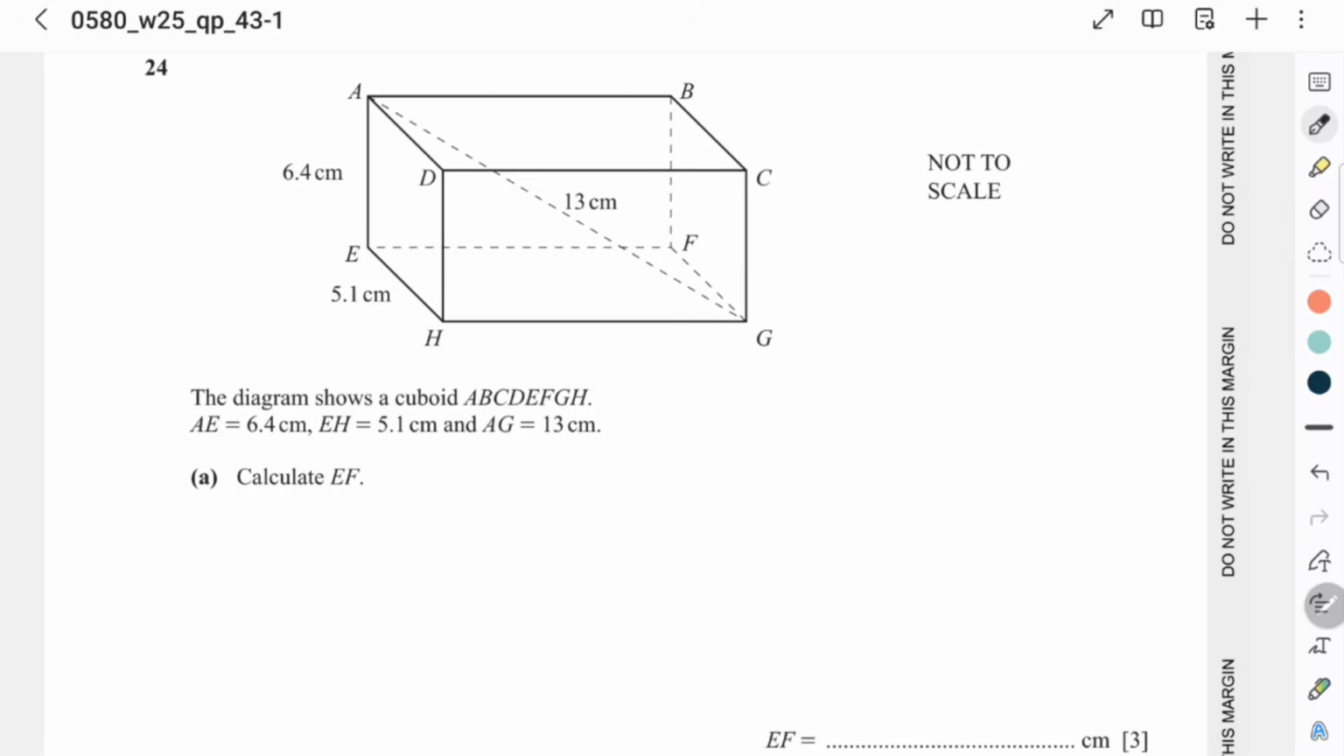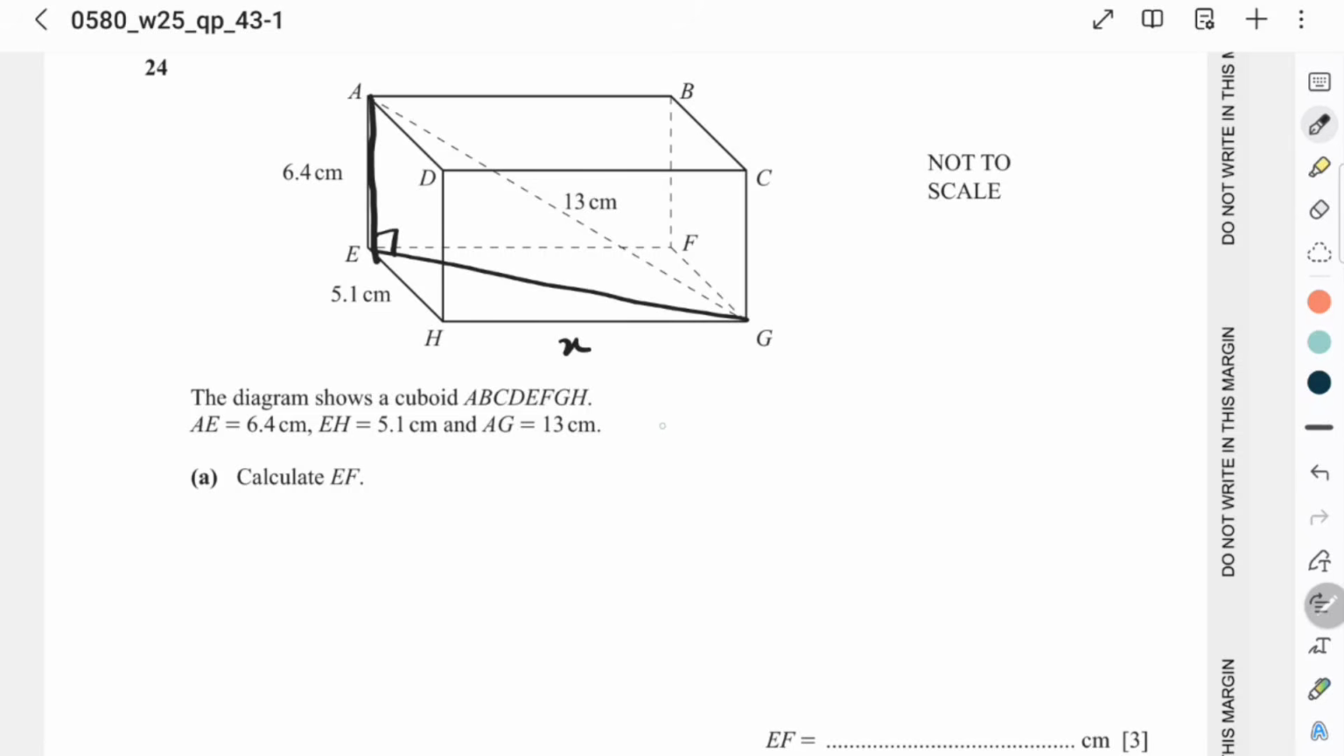So I'm just joining E and F to find the value of EF. So what is EF? Just draw it in the diagram. EF, HG, AB, and DC are all the same, since they are in the base. So first of all, we find the base, and then we'll be able to find the value of either EF or HG.